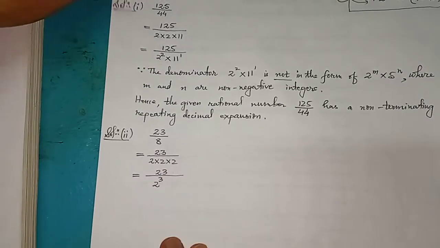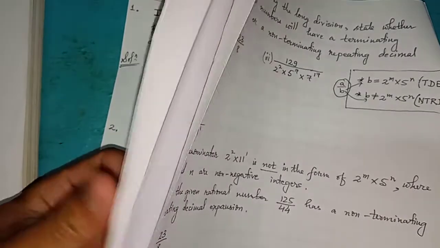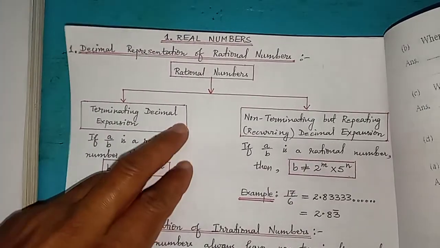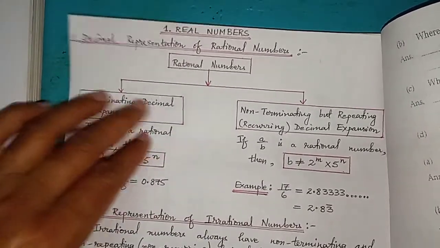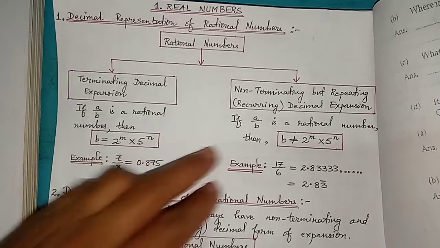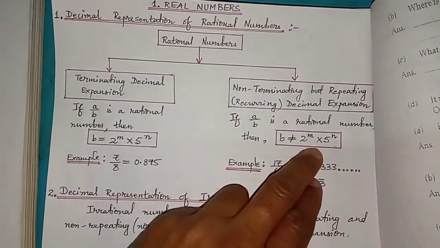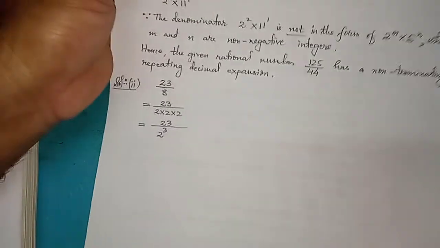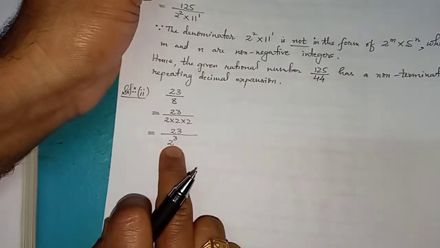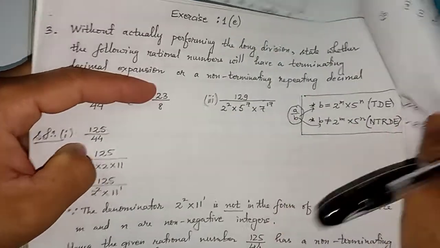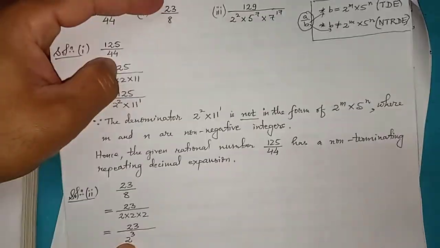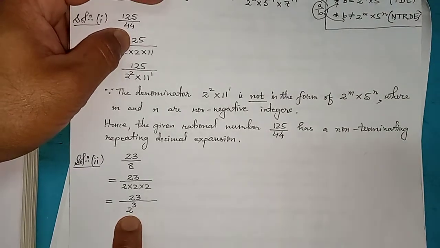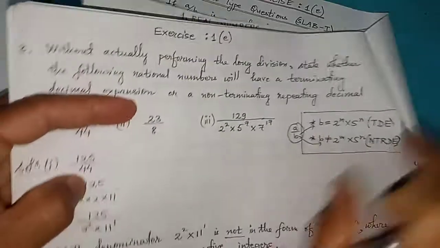But as I told you, any rational number will have a terminating decimal expansion if b is in this form, and any rational number will have a non-terminating expansion if b is not in this form. So if you look at these two and look at the present denominator b, you'll think that it's not in this form, because there's only 2 here. See, 2 we got in the prime factorization, but there's no 5, and we need 5 here.